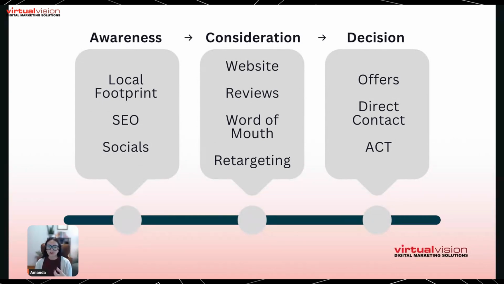In consideration, we want to look at the website, the reviews, the word of mouth, the retargeting. This is another type of paid ads that's really important. Engaging with people who are already warm and engaging with you. Consideration. And then making sure then the final piece of our marketing in the decision category, where we do offers, where we have direct contact, where we act on what marketing is coming in. This is the decision piece.